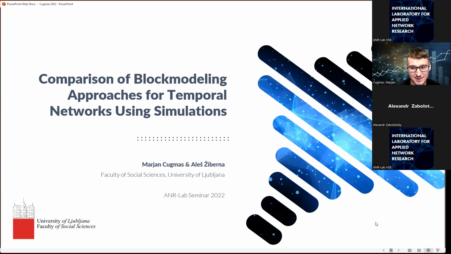Yeah, today I will talk about different approaches for block modeling dynamic or temporal networks. You will see that in recent years, many of these approaches were developed, and they try to solve the problem in different ways. And the question for an end user or for a researcher is which approach should you use? And I will try to answer this question by using Monte Carlo simulations.